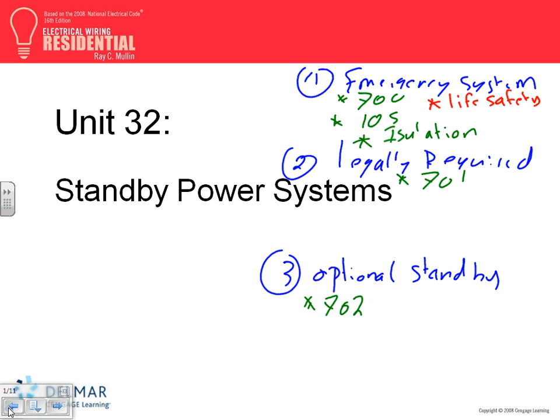So that's life safety. The second one, legally required: 60 seconds. The power will come within 60 seconds, designated. It has to come. And for the legally required system, no isolation. What do you mean by isolation? Isolation means all branch circuits of the emergency system have to be completely isolated from the branch circuits of any other system.